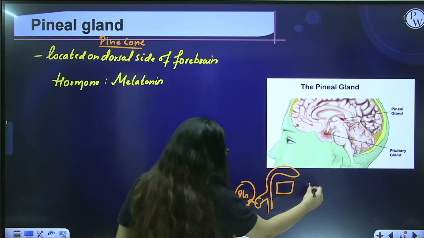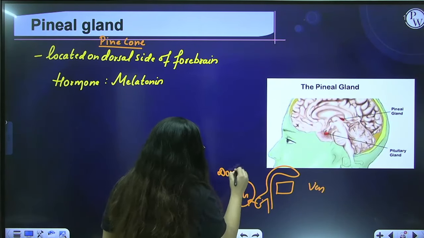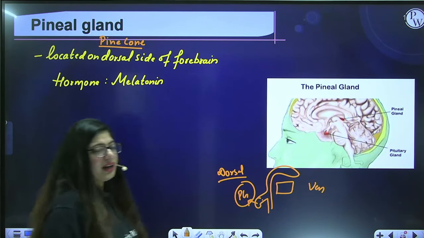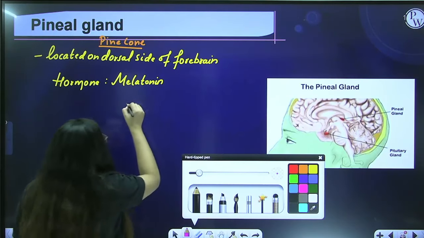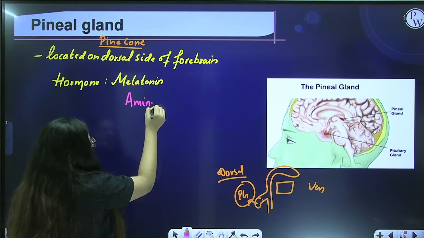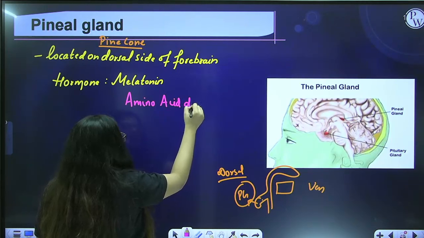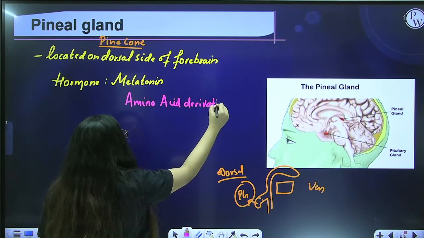So this is the ventral side. This is the dorsal side. It's present in the dorsal side. And what is the hormone? Melatonin. Chemically, this hormone is an amino acid derivative. It's made up of amino acid.